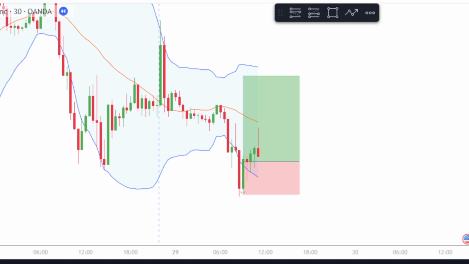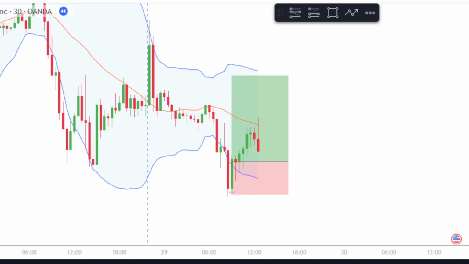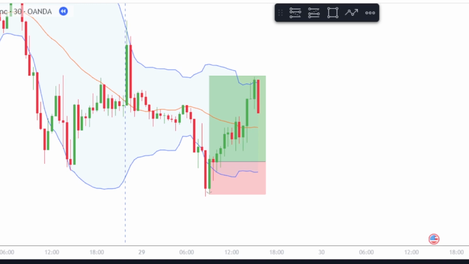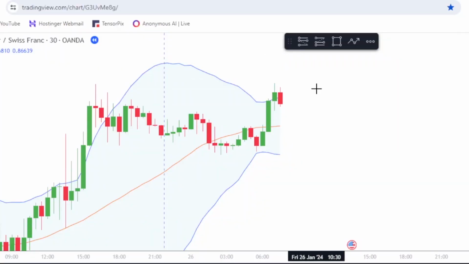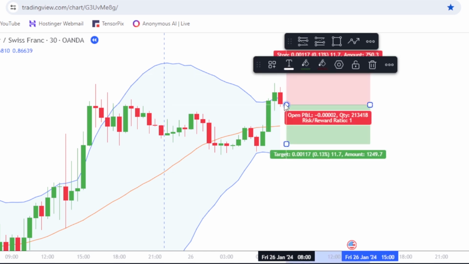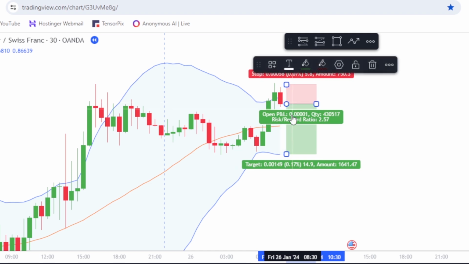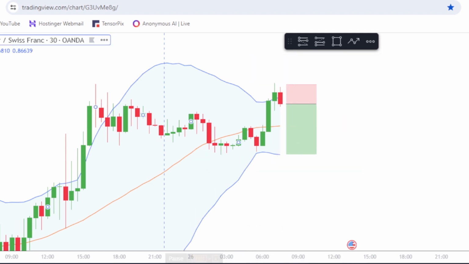So patience seems to be key here, because you can see that this strategy has a high risk to reward ratio. And for the sell trade, we do the same thing. We wait for the market to go above the upper band, and when it goes back inside, we sell. We do the same thing on the stop loss and take profit.